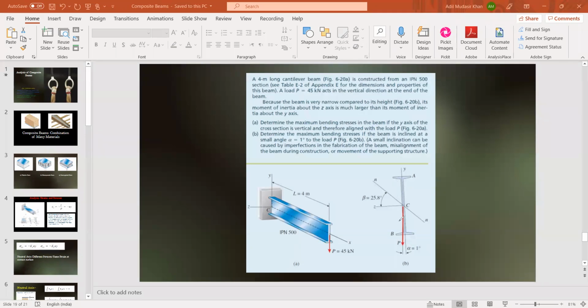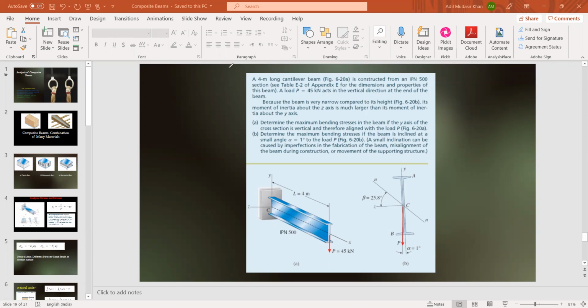As far as case B is concerned, the situation is different. The beam is misaligned. The load continues to be along the negative y direction, but now the axis of the beam is at an angle of 1 degree with respect to the load. So these are two cases. In both cases, we have to determine the maximum bending stress when the beam is aligned and when it is inclined by 1 degree. First of all, let's solve case number 1.